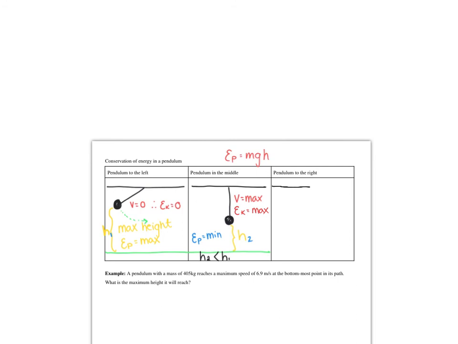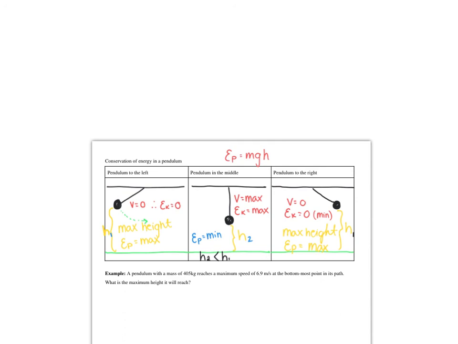Now this pendulum continues to swing. I'm going to try and keep these moderately consistent in height. We are back to height 1, its highest point. And once again, this has stopped. Therefore, EK is 0, or its minimum again, because it's got its maximum height again, it has the maximum amount of potential energy it could have throughout its swing.